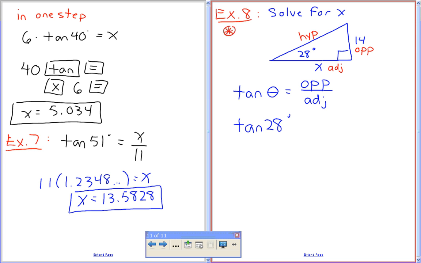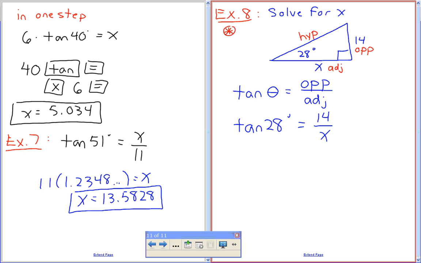What is the opposite side? 14. Here, go ahead. 14, good. And what's your adjacent then? X, good. Okay. How do we solve for this? Does this look scary? Not really. Jake, go ahead. I don't know.